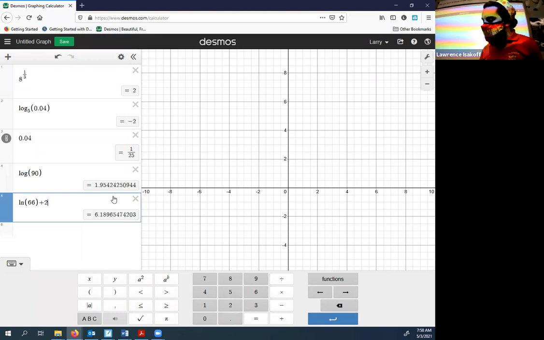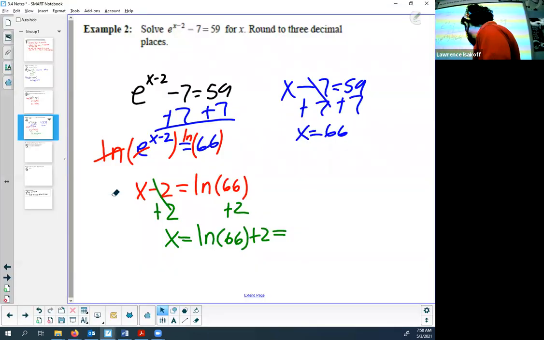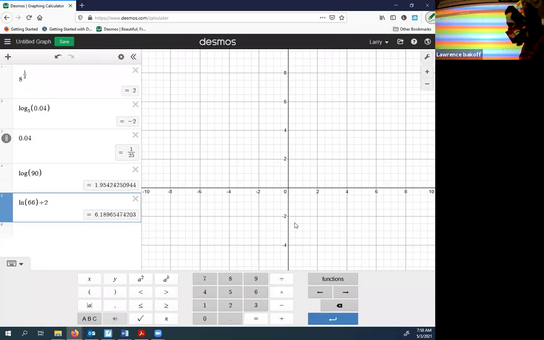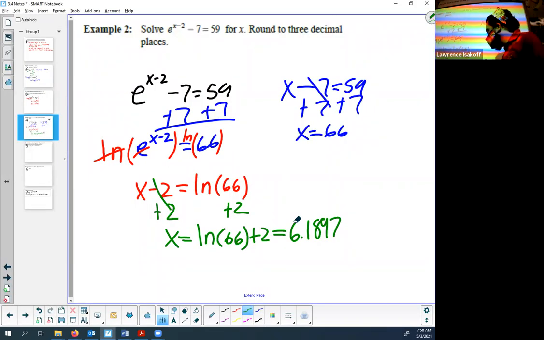6.1897. So again, I like going 4 decimal places. If you're just giving me one, that is not sufficient. I'm going to need a minimum of 2, but would prefer 4. That's equal to, what was that? 6.1897, I believe it was. 8965, so that 5 rounds, so it's 6 up to a 7.